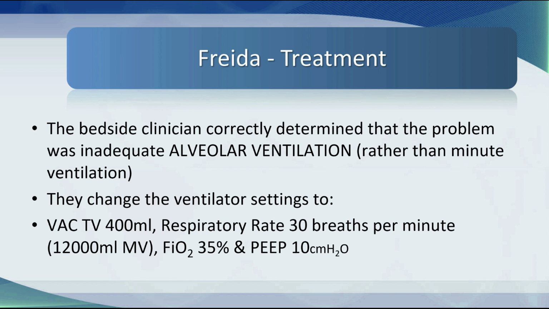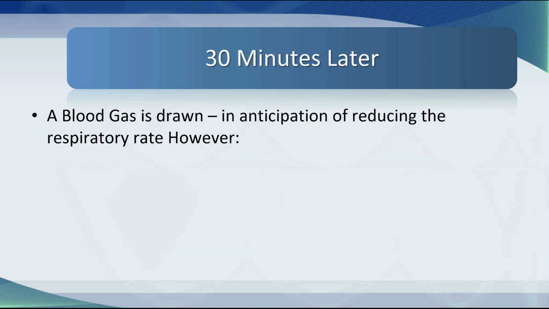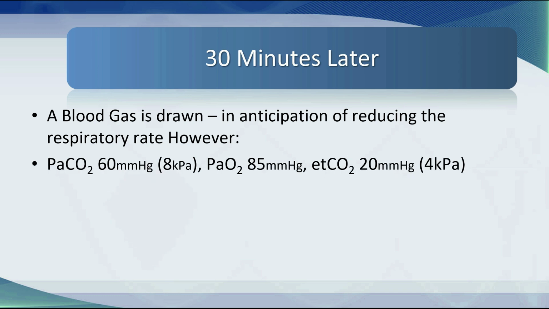So what happens with Freida? Well, 30 minutes later, a blood gas is drawn in anticipation of reducing the respiratory rate. However, everyone is surprised to discover that the PCO2 is 60 millimeters of mercury, 8 kilopascals. The PO2 has improved, but only to 85 millimeters of mercury, and the end tidal CO2 is only 20 millimeters of mercury, or 4 kilopascals. Well, what's going on here?